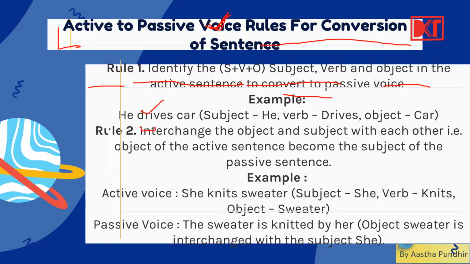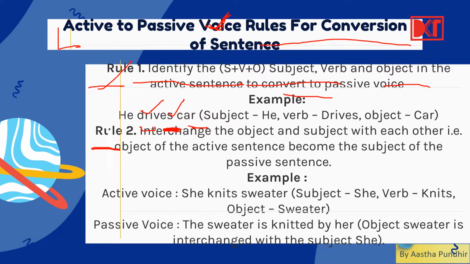He drives car. Verb तो हमें पता है. Verb क्या बताता है हमें? Verb is the word that tells us about the action. So क्या action हो रहा है यहाँ पे? Driving हो रही है, drives. So verb हो गया. और car किस पे action हो रहा है? Object पे. Object क्या है हमारा? Car. Okay, pretty easy. अपने sentence में हमको बस subject और verb और object identify करना है. Rule 1 हो गया. Step 1 हमारी complete. ठीक है.